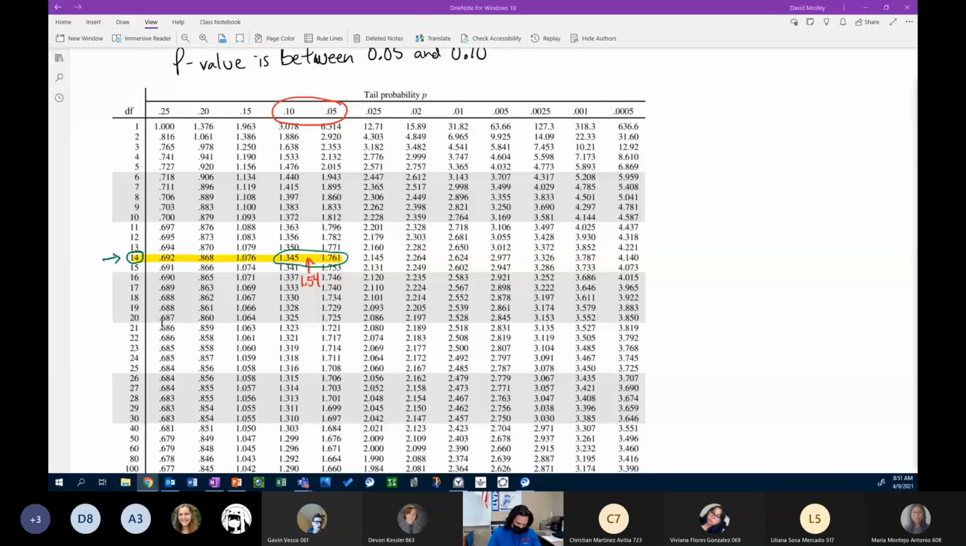That means that my p-value is somewhere between these two probabilities of 0.1 and 0.05. I know that it's definitely going to be greater than 0.05 and definitely going to be less than 0.1, but it's somewhere in between. We don't know for sure based on table B. So that's how we get that the p-value is between 0.05 and 0.1.